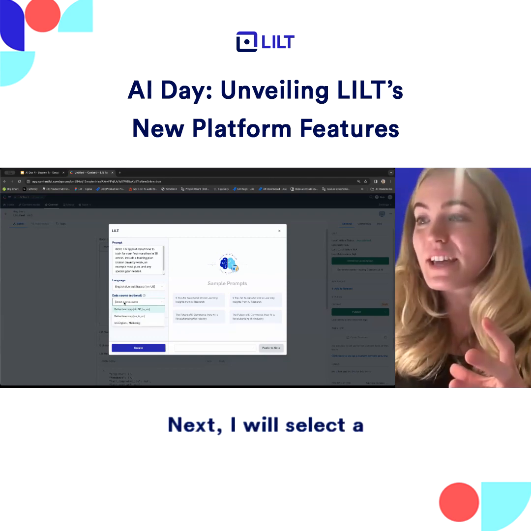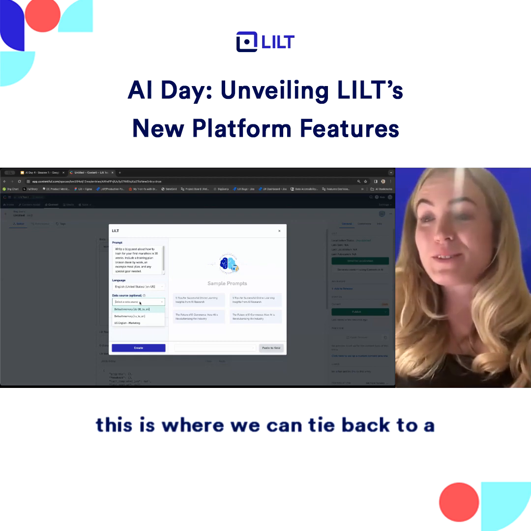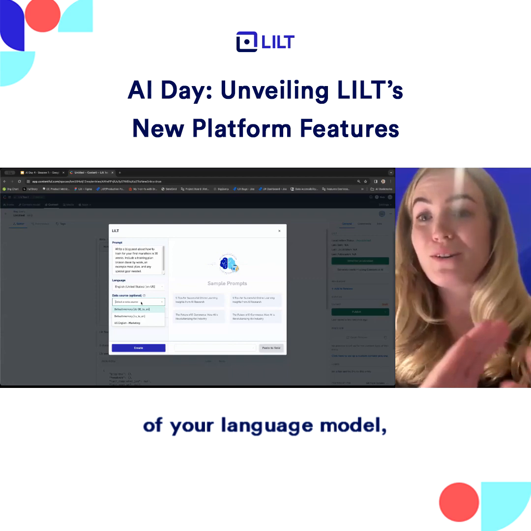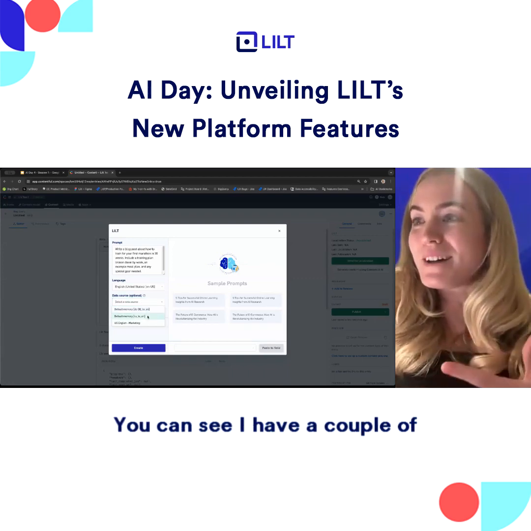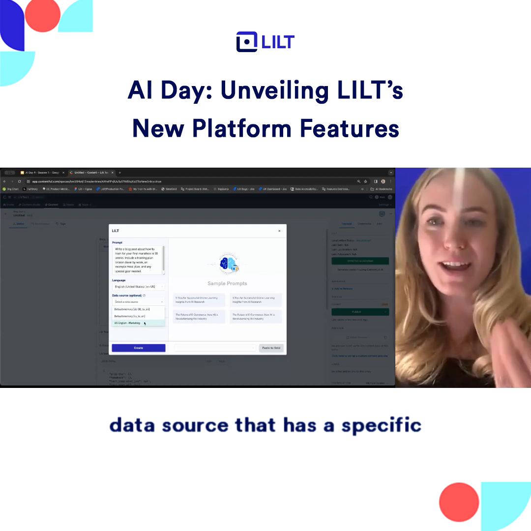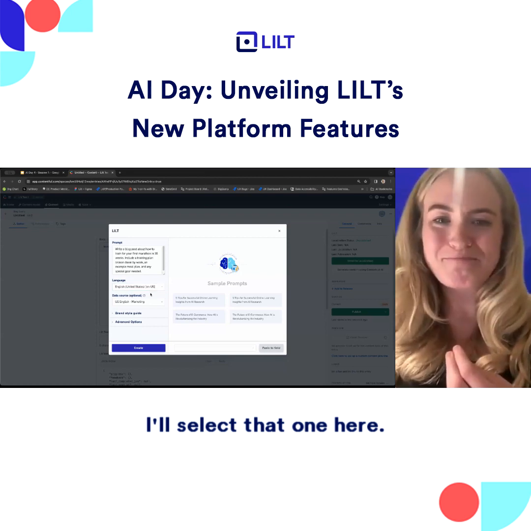Next, I will select a data source. So existing LILT customers, this is where we can tie back to a data source, which is a combination of your language model, translation memory, or glossary. You can see I have a couple of data sources available here, but I want to use my specific data source that has a specific marketing context. So I'll select that one here.